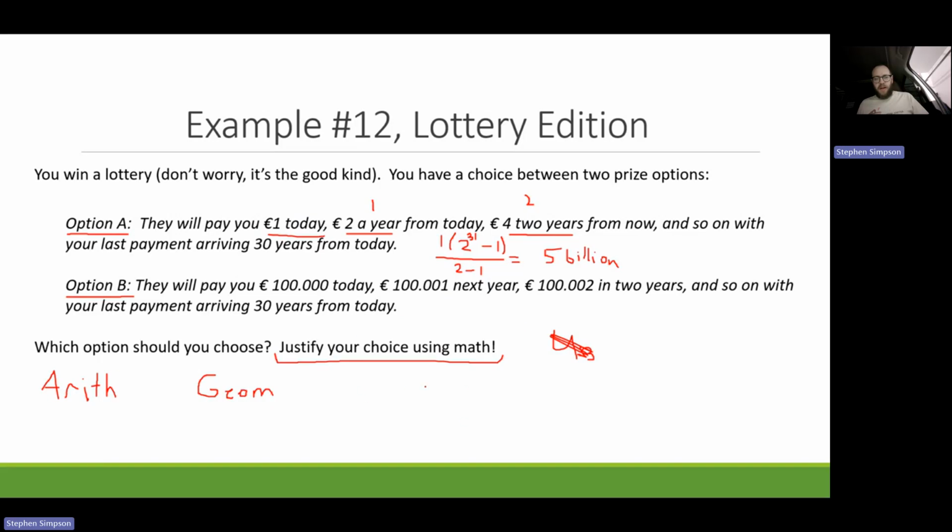So to put that in the arithmetic formula, we are going to take n divided by 2, and of course it's 31 again, times 100,000 plus 100,030. And you add that together, and it's going to be, I don't know, like 3 million. Pretty good. Not as good as 5 billion. But you know what? I'd take it. Plus, 30 years from now, I'm pretty old. I might not even be alive.